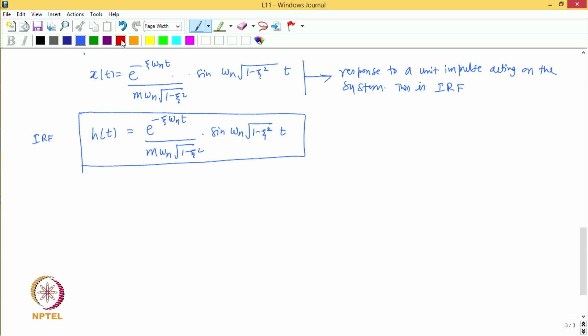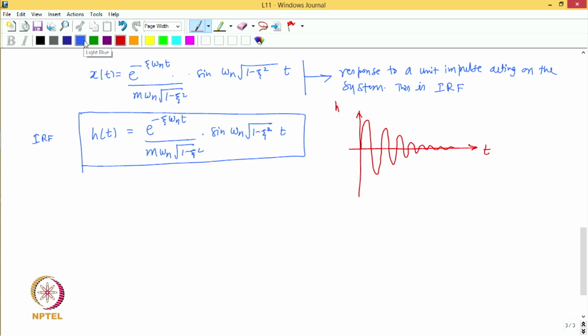If you sketch this IRF, then it looks something like this. It starts from 0, because displacement is 0, and then it has a certain initial velocity, and then the response decays exponentially with time. So, this is nothing but h of t.